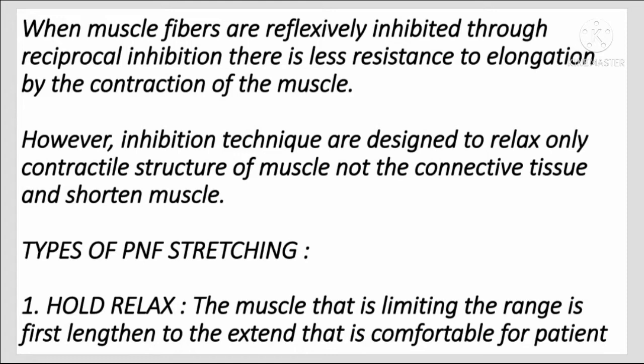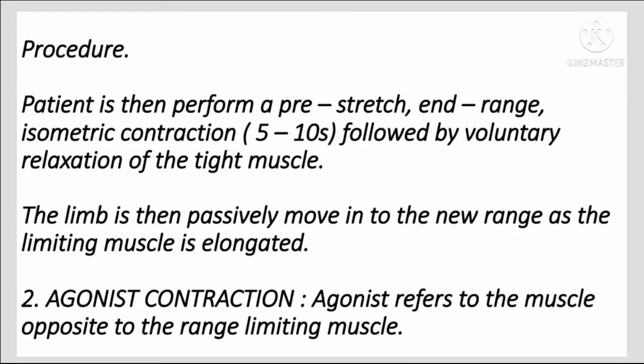Types of PNF stretching. The first one is hold relax. The muscle that is limiting the range is first lengthened to the extent that is comfortable for the patient. Procedure: the patient then performs a pre-stretch end range isometric contraction followed by voluntary relaxation of the tight muscle. The limb is then passively moved into the new range as the limiting muscle is elongated.